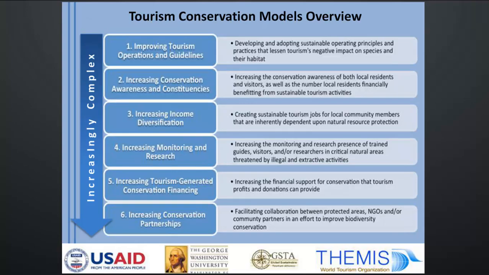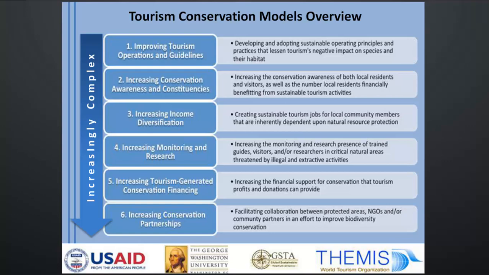As an introduction to the tourism and conservation models, here we see the six overarching models themselves. Within these six models, there are 16 unique strategies, which I'll get into within this presentation. So I'm just going to briefly touch on these. But within these models, we see an increasingly complex relationship in terms of their design and their implementation, based on the resources that are required to achieve these conservation models, as well as the stakeholders that are involved and need to be on the same page for them to be successful.